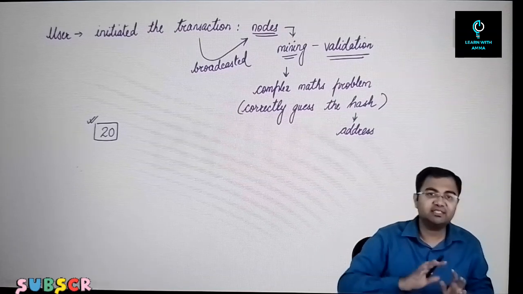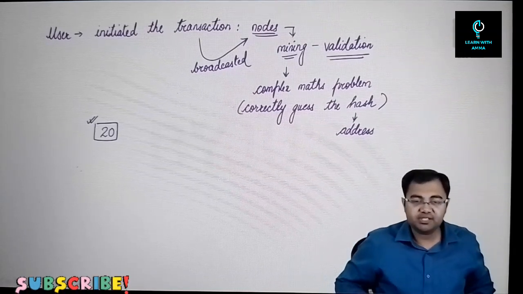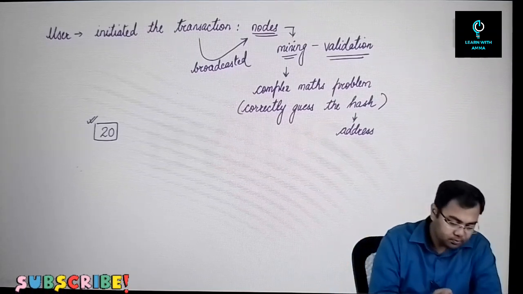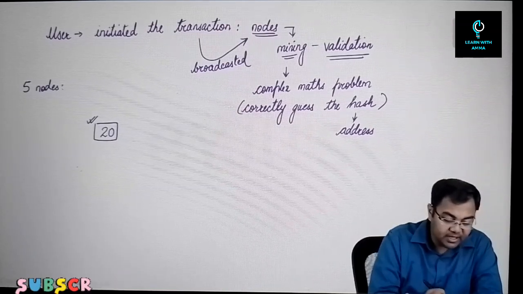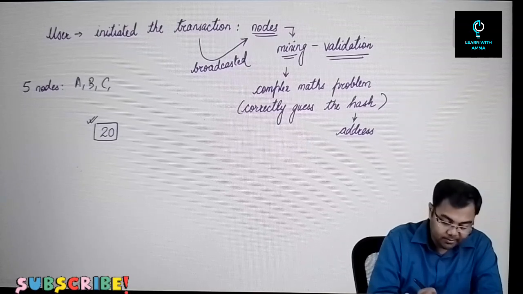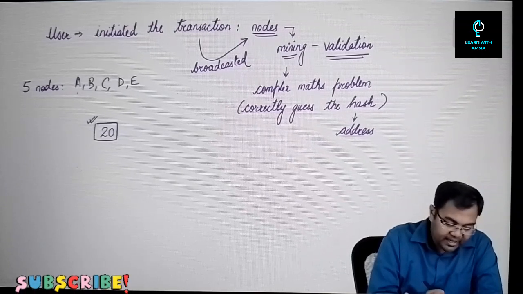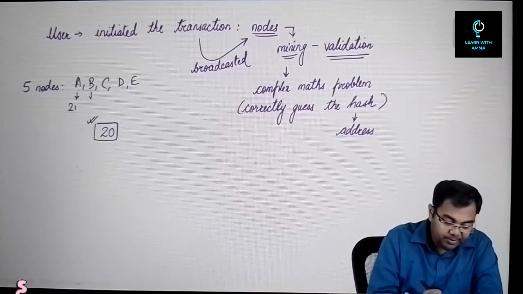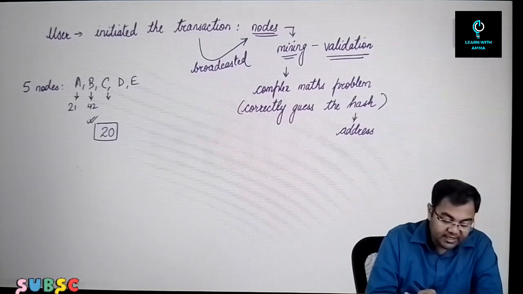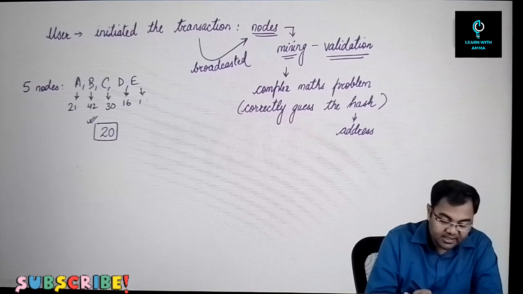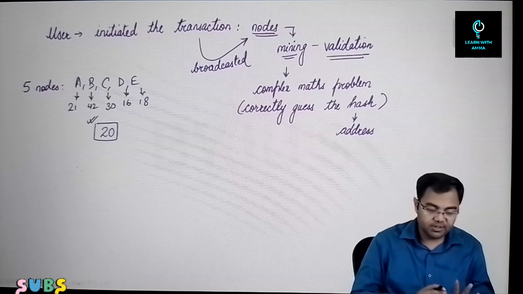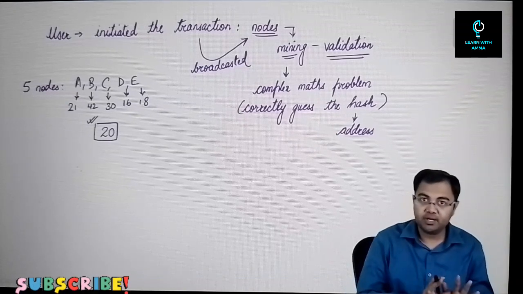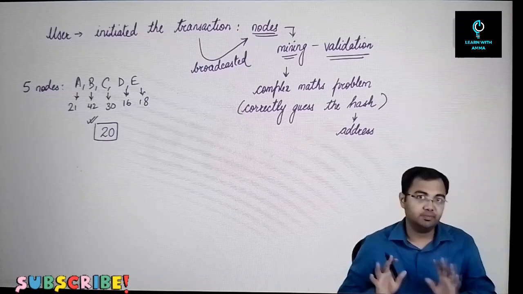So let's say there are 5 nodes here, and these 5 nodes are A, B, C, D and E. Now A guesses, let's say, 21, B guesses 42, C guesses 30, D guesses 16 and E guesses 18. These are the 5 nodes who are trying to mine this particular block. They have guessed these 5 numbers.